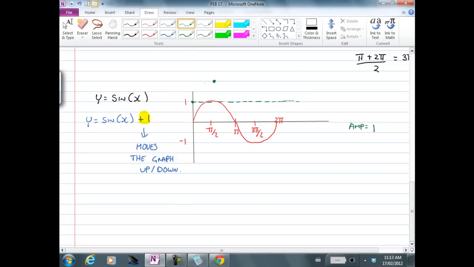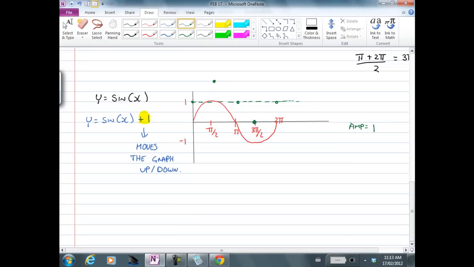Notice every one of these key points shifts. Draw in my new graph right now. Take a minute, just draw it in. Again, there's very little math. It's all about understanding concepts. So now it goes right here. My lowest point is going to be at 0. Just draw a nice rough sketch.